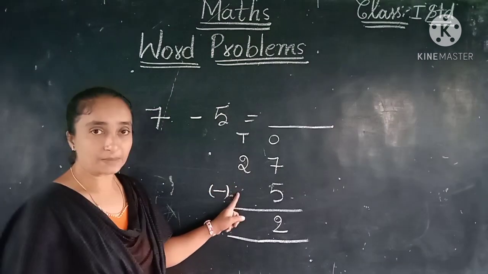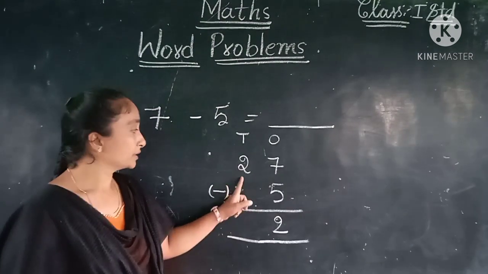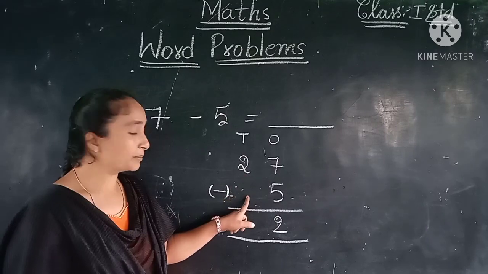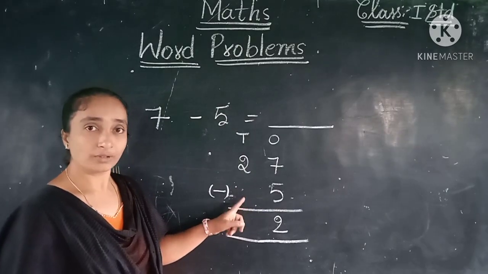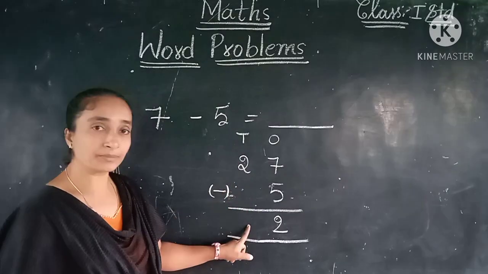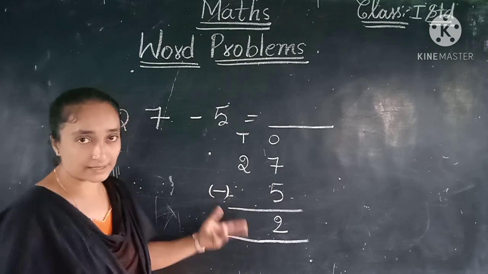Comes to the tens place. Here what do we have? 2. Here is any number there? Not there. So 0, nothing is 0. So the answer will come here directly. 2 minus 0, 2 only. The same number will come.